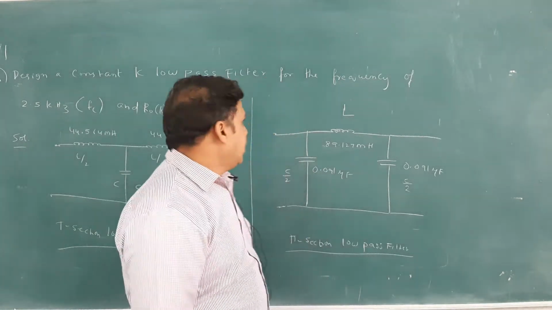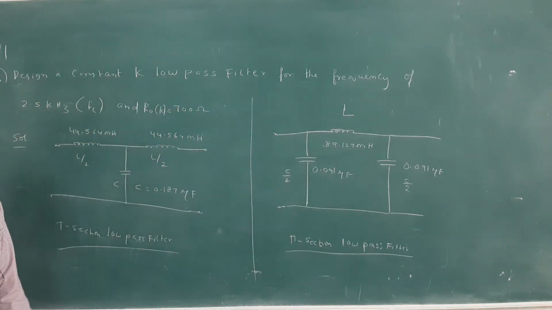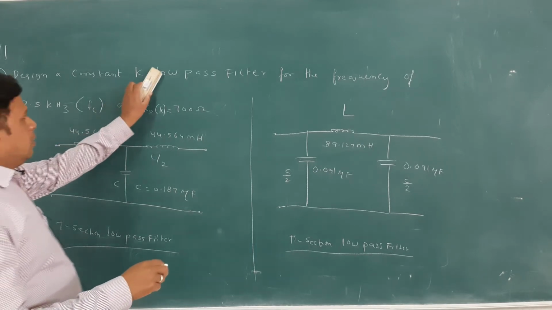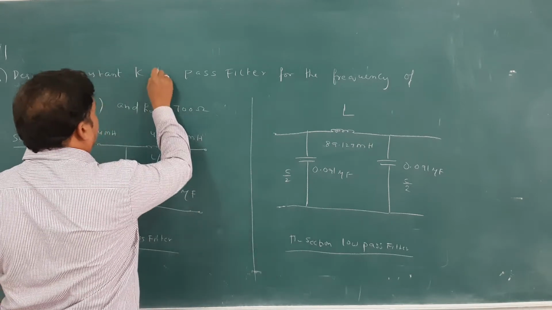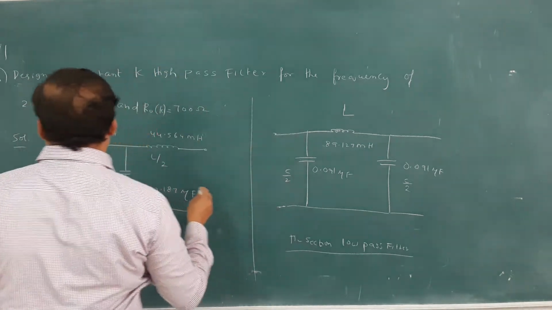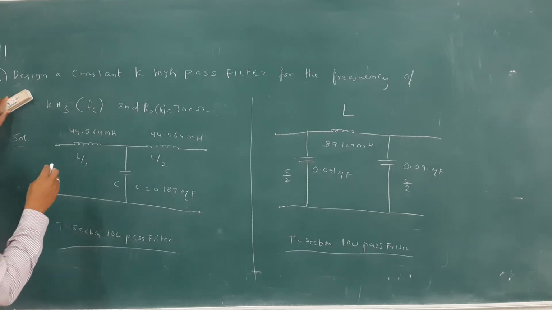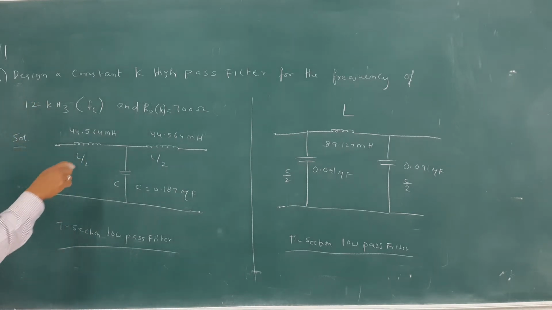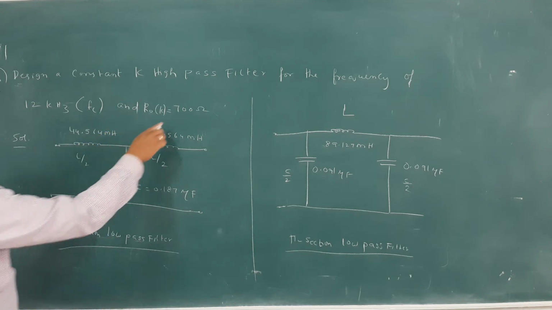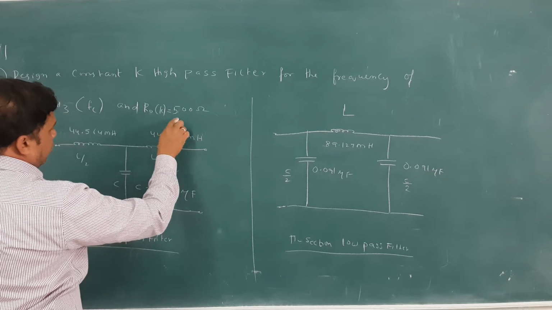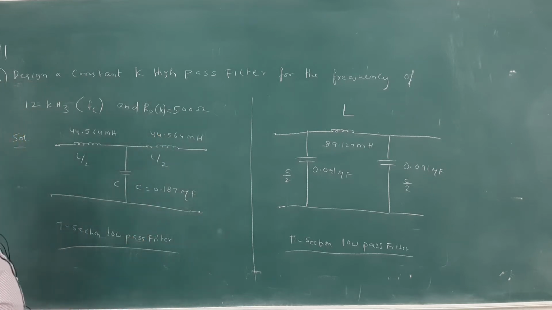Now we will go for the high pass filter design. So see this one. Now we will design a constant K high pass filter for the frequency. Now the frequency is 12 kilohertz, and the K value will be changing. Suppose it is 500 ohms. The K value or R0 value is also called the design impedance, or nominal impedance. Now writing the values.